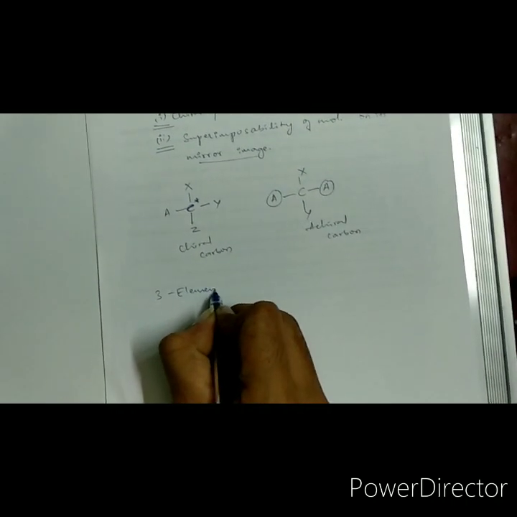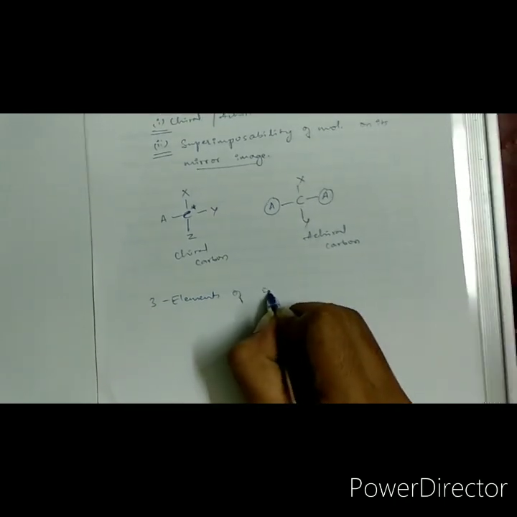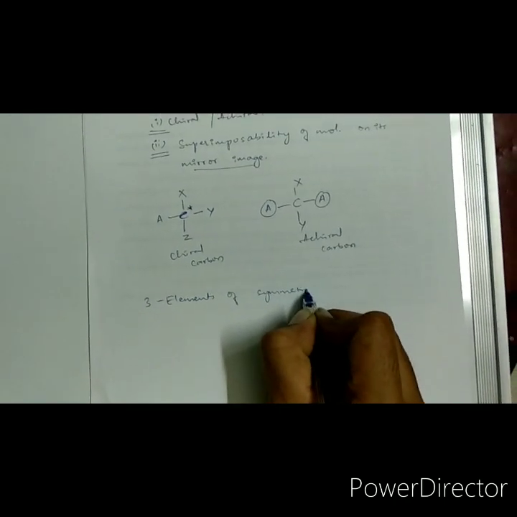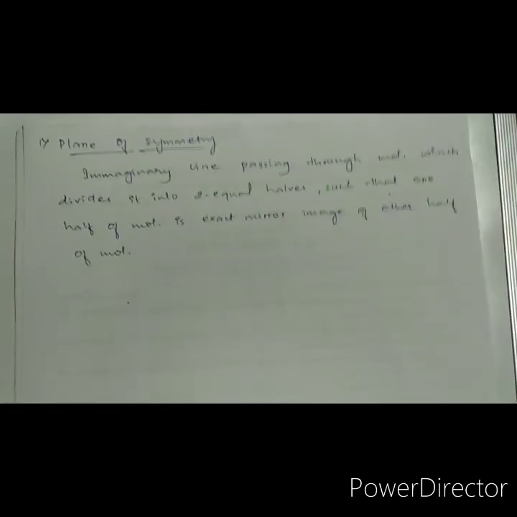So now there are totally three elements of symmetry: plane of symmetry, center of symmetry, and alternating axis of symmetry. So we will see individually what these different elements of symmetry are. So let us now see what is a plane of symmetry.